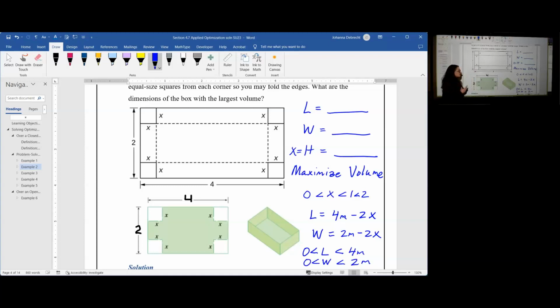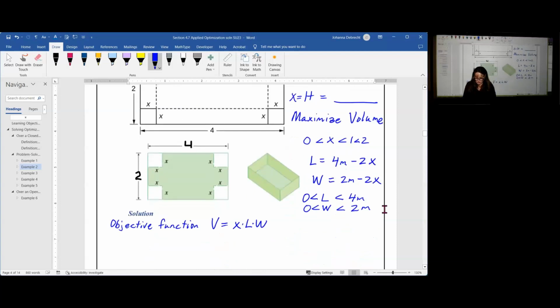Do I have the ability to solve for two variables in terms of the same one? It won't do any good to solve L in terms of W and then solve W in terms of X. We want to have only one variable in the objective function. In this case, L is written in terms of X and W is written in terms of X. So we can substitute those in place of L and W in the objective function.